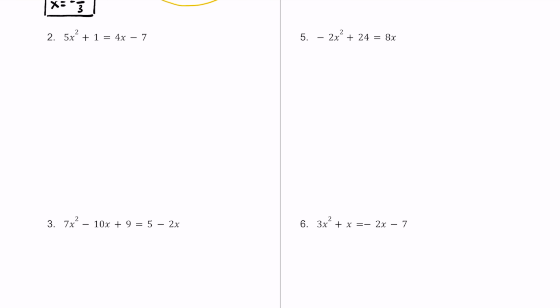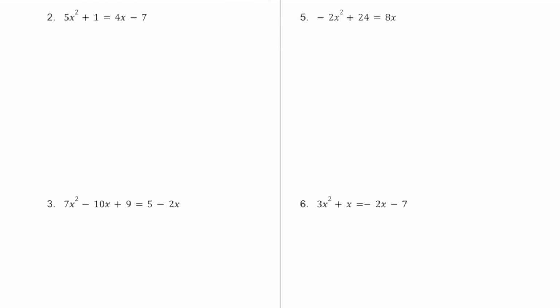All right, here is number 2. For number 2, we have the equation 5x squared plus 1 is equal to 4x minus 7. Remember, we want to make sure we know what our quadratic formula is, and let's rearrange this equation so it's in standard form and it's all equal to 0. So we have 5x squared plus 1 is equal to 4x minus 7.